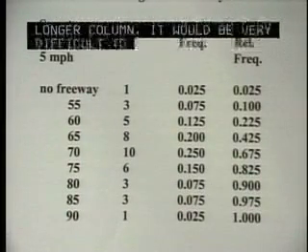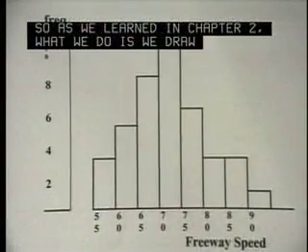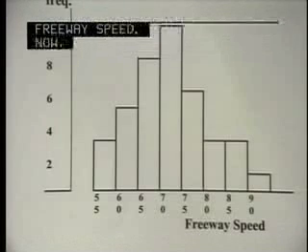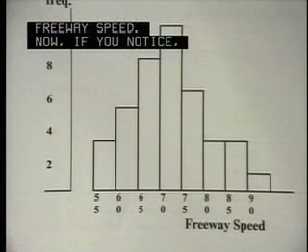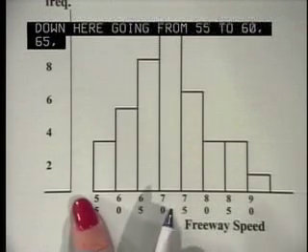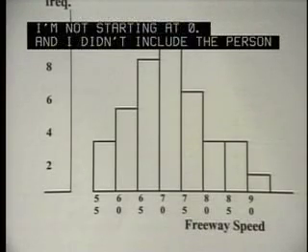So as we learned in Chapter 2, what we do is we draw a graph. And here we have a graph of the freeway speed. If you notice, I'm starting down here, going from 55 to 60, 65, 70, and so on. I'm not starting at 0, and I didn't include the person who said, I don't drive on the freeway.